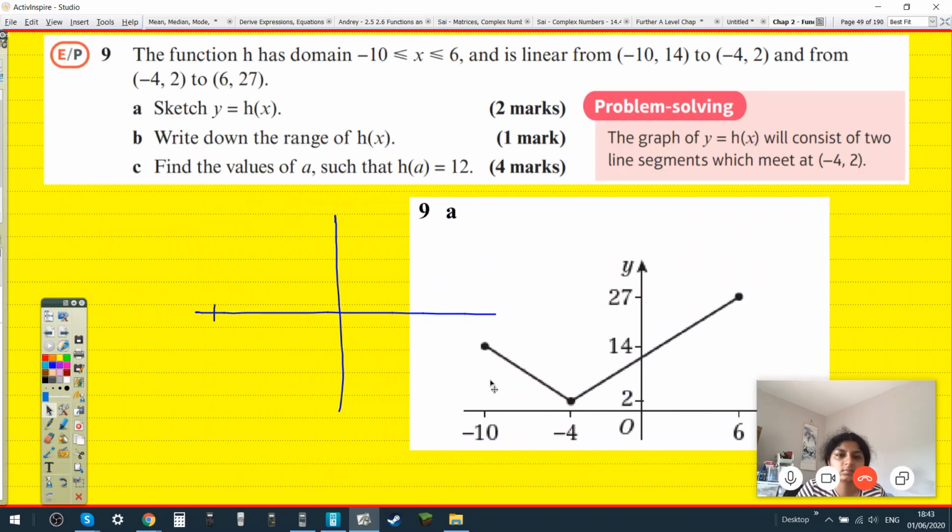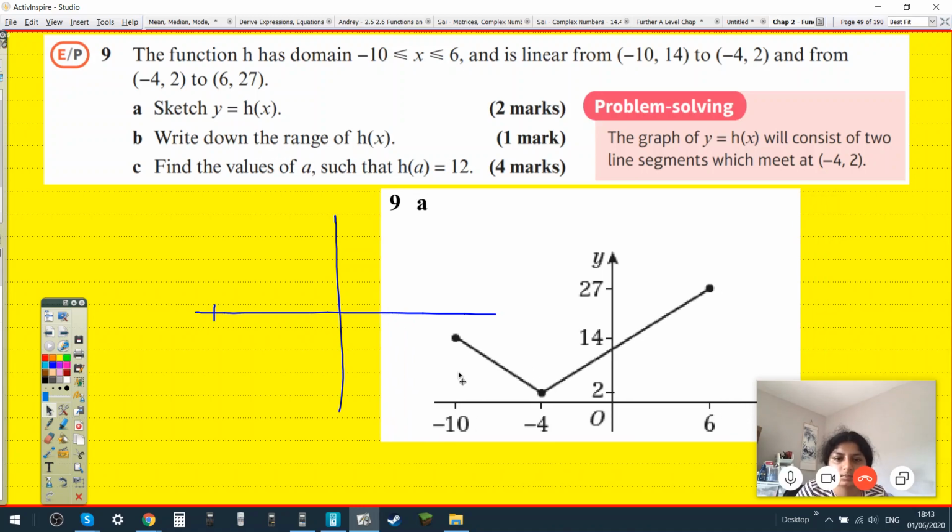What is the range? It's greater than or equal to minus 4, and then it's less than or equal to 27. You are half right. Minus 4 is an x coordinate. Oh, I meant 2. Yes. And so y is between 2 and 27, and both included. Great. Any questions there? No.